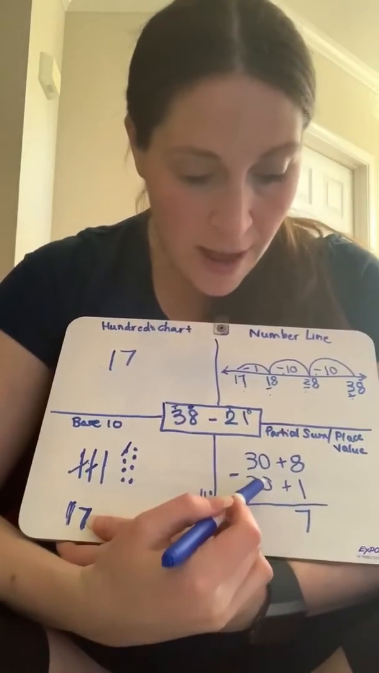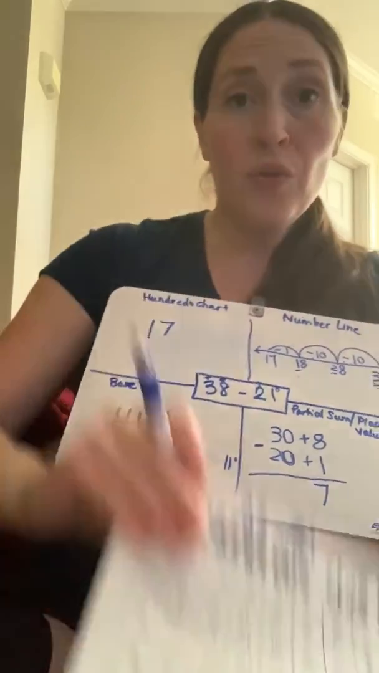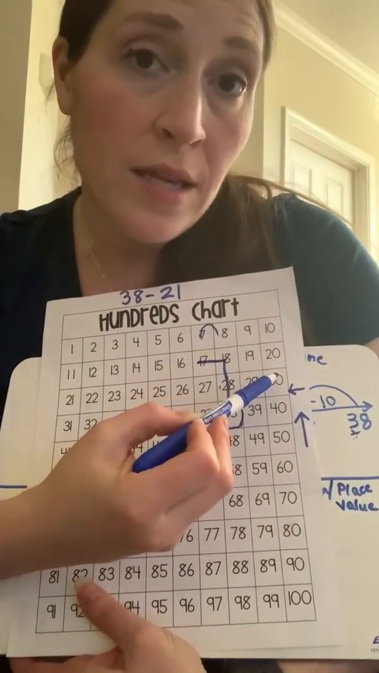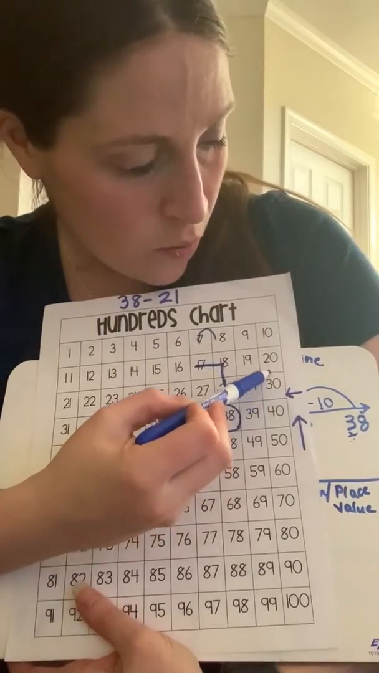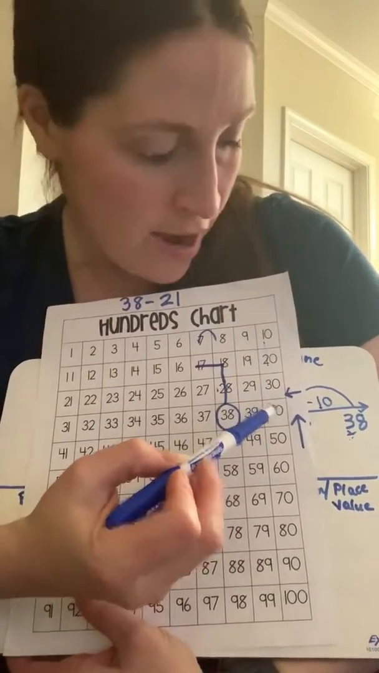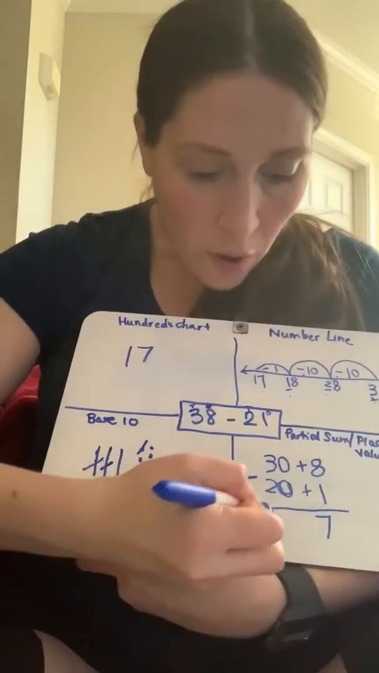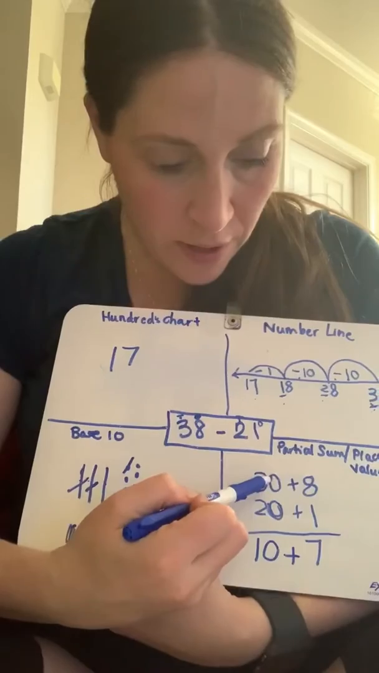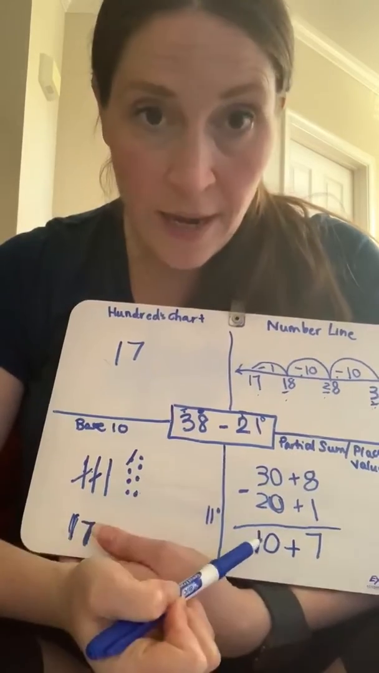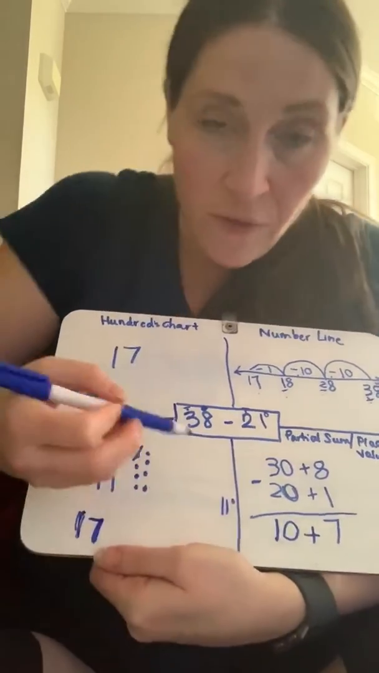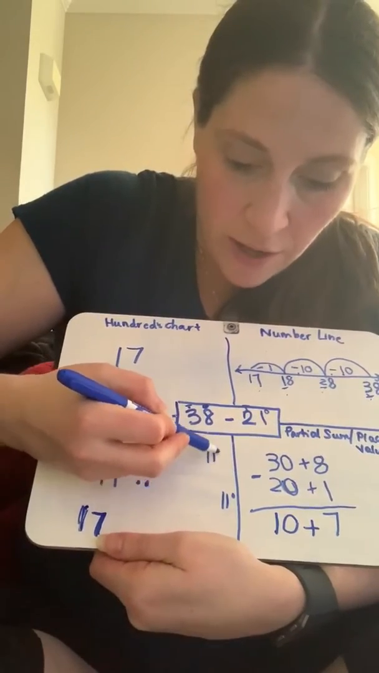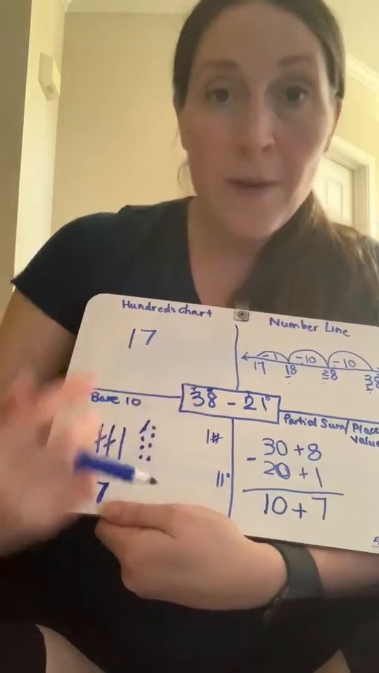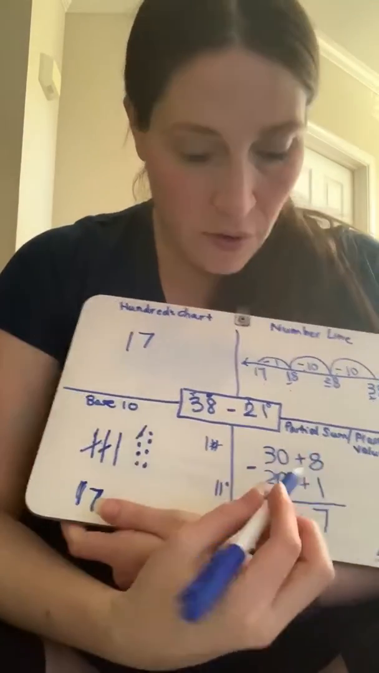And then for 30 minus 20, you can go back to your hundreds chart if you're using that. Start at 30. 20 is 2 jumps. So we would say 1, 2, and that would get us to 10. Or you can do 3 minus 2 is 1, and then you just bring down your 0. If you want to draw a picture, you can draw 10, 20, 30, take away 2 of them, you have just 10 left. So any way that you want to subtract those is fine.